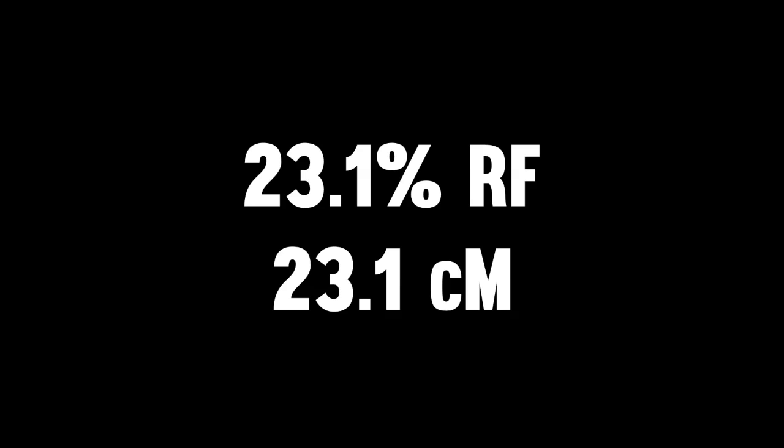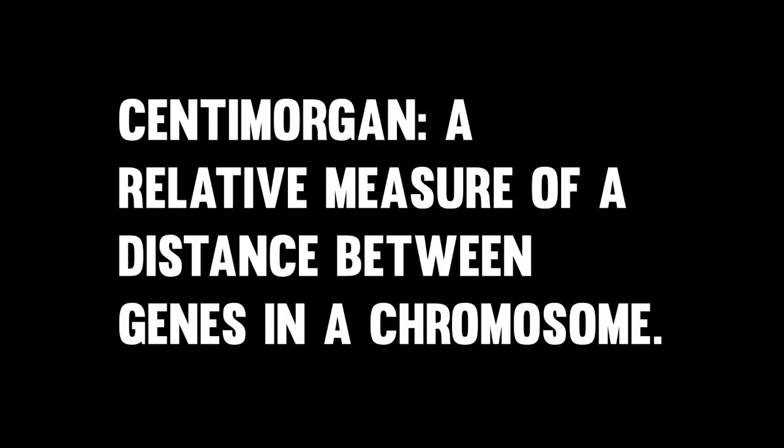And centimorgans, or a genetic distance, is just a relative measure of the distance between 2 genes on a chromosome. And what that means is, if we took a look at our chromosome here, with our 2 genes that are on the same chromosome, the genetic distance between them is 23.1 centimorgans. And what we have just done is successfully constructed a genetic map of the X chromosome of the Z-donk.